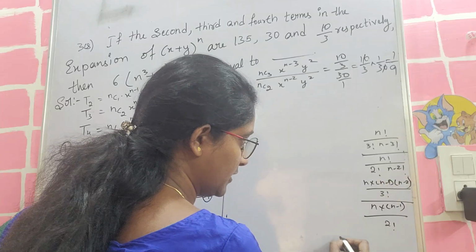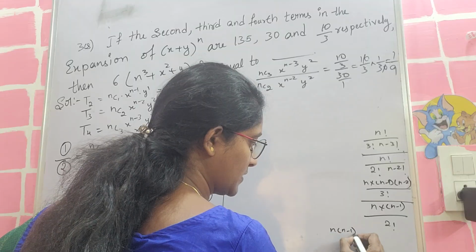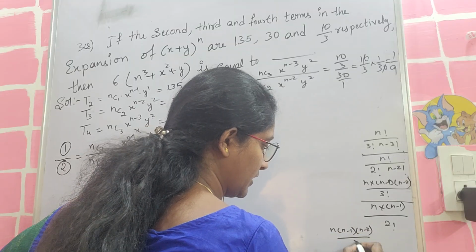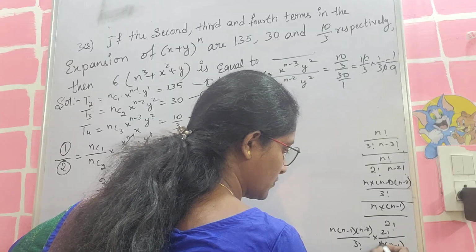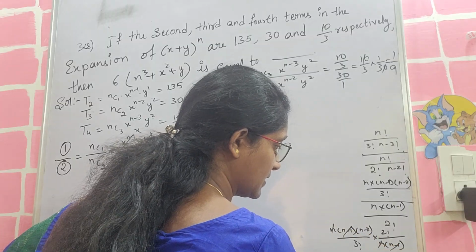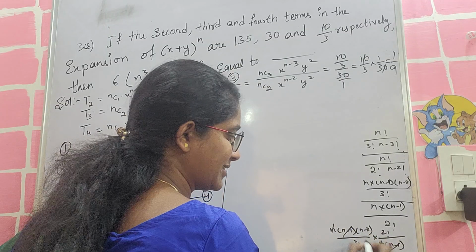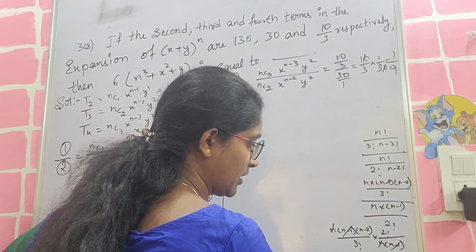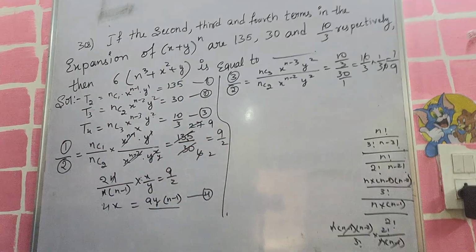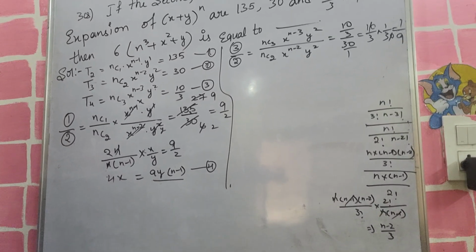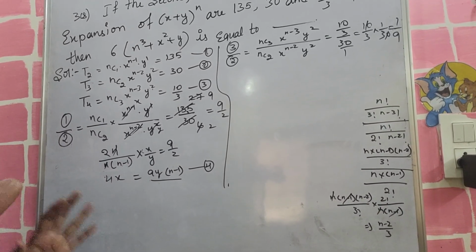If I take the reciprocal, so n into n minus 1, n minus 2 by 3 factorial, 2 factorial by n into n minus 1. So n cancels, n minus 1 cancels. Here also 2 cancels 3. So what am I going to get? N minus 2 by 3, right? Yes, are you understanding? Can you see it? N minus 2 by 3 I am going to get.